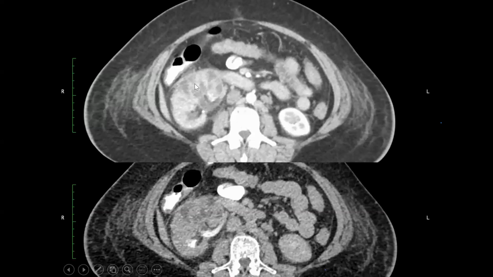Similarly, another example, you can see the left kidney is normal on the CT image, and here we can see the focal areas of parenchymal cavitation because of the pyelonephritis, which was later found to be tubercular in this example.